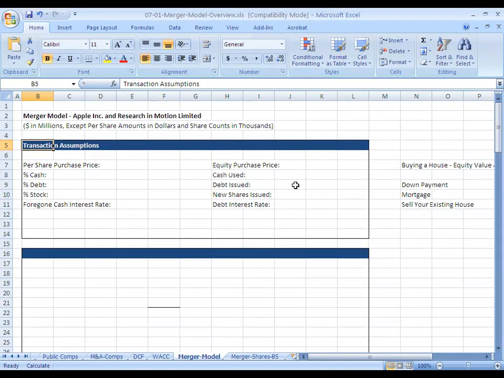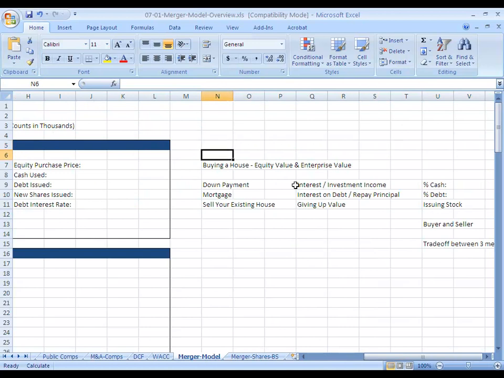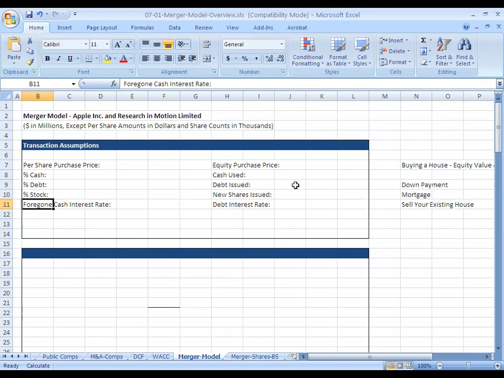With all that in place, you should have a better idea now of what a merger model actually means, some of the key assumptions that we're going to use to set it up, and the real-world analogy that you can think of when you're analyzing a company like this. That when you buy a house, there's a down payment, cash, mortgage, debt, and selling your house, issuing stock. Those are the three ways to buy a house. We're going to apply it to a company here and look at the trade-offs between these three different methodologies.